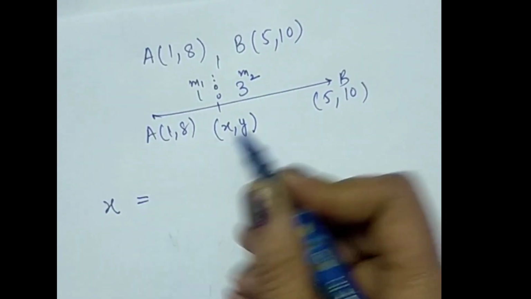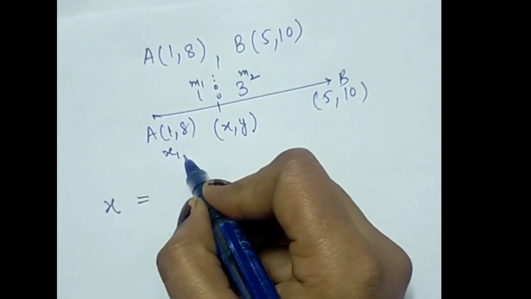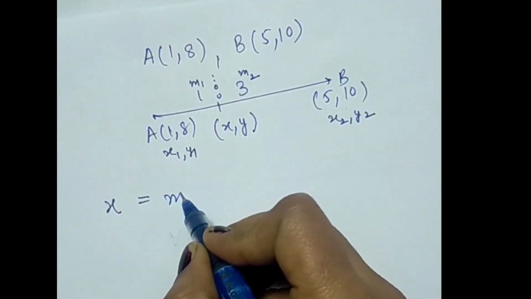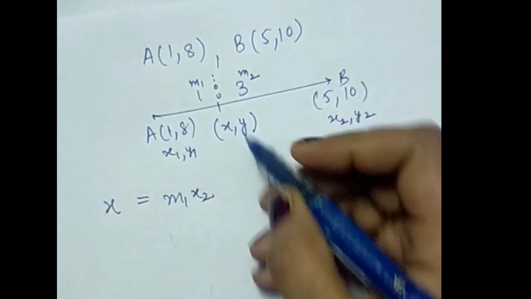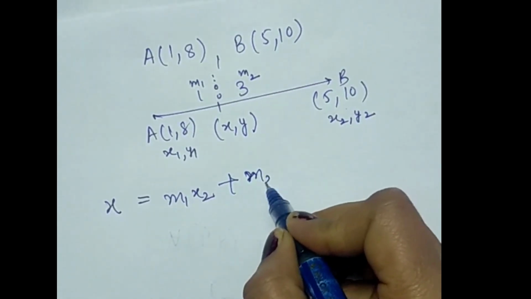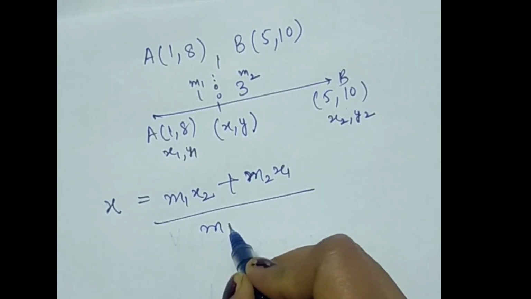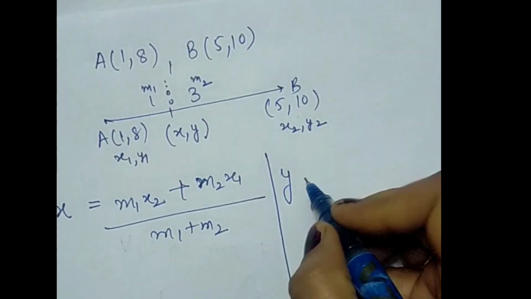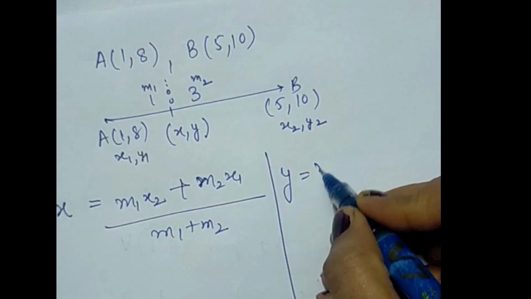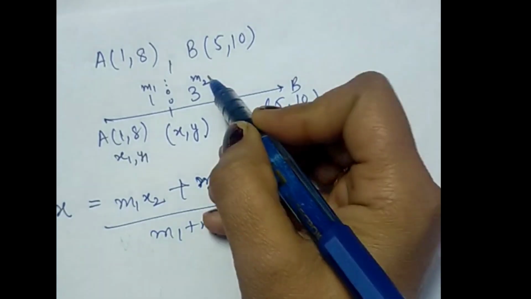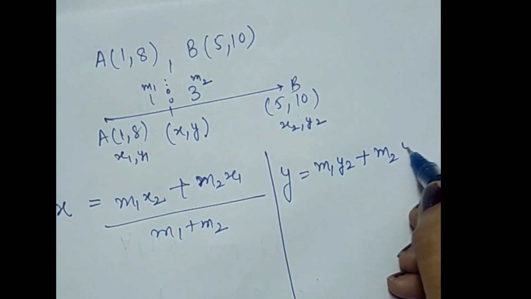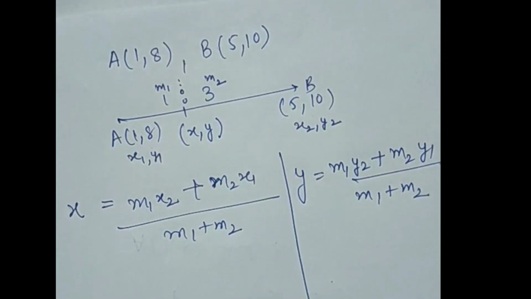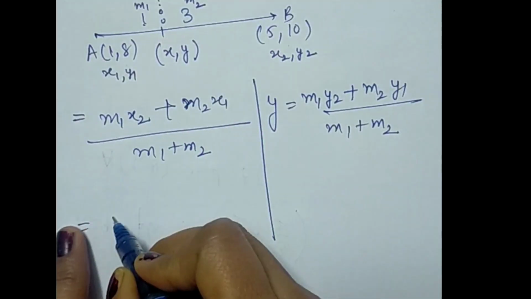Now we will multiply m1 with x2. Let me take this as x1, y1, x2, y2. Now x is equal to m1 into x2 plus m2 into x1 over m1 plus m2. And y is equal to m1 into y2 plus m2 into y1 over m1 plus m2. This is the section formula. We will solve accordingly. Put in the values now.